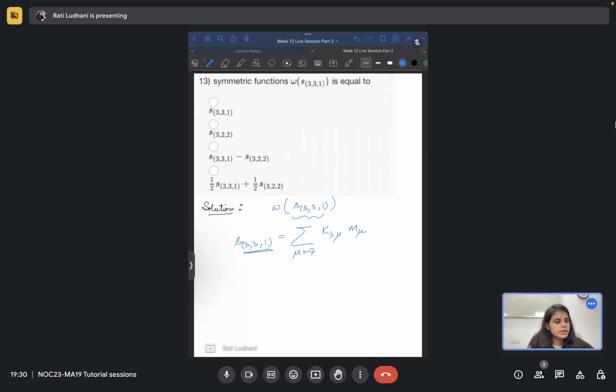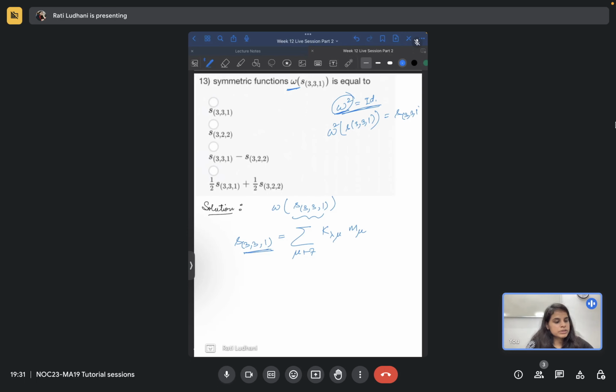Okay, so you know that omega squared is the identity because this is an involution. I'm saying this function is the identity. So when we operate it on this, if we do omega squared, we must be getting s_331, right?